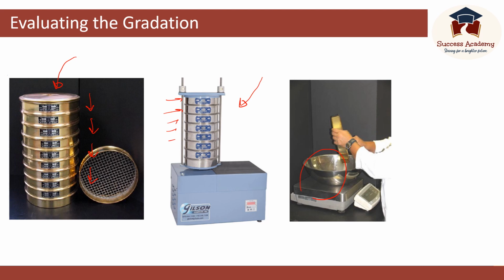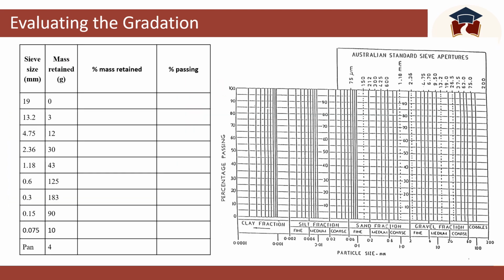Let's see how we can do it. As we mentioned earlier, sieve analysis data can be used to plot the gradation curve for a particular aggregate lot. The sieve analysis data that we get are shown in the table. We have the sieve sizes and also the mass retained in each sieve.